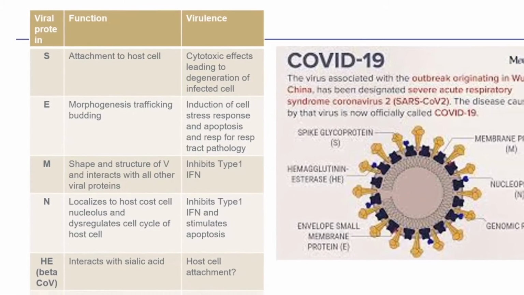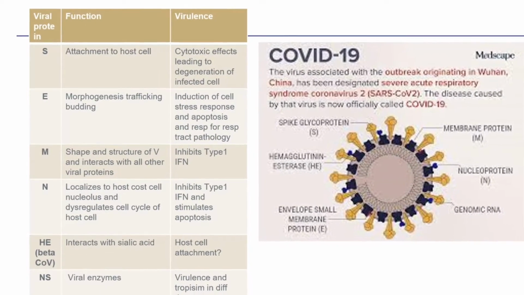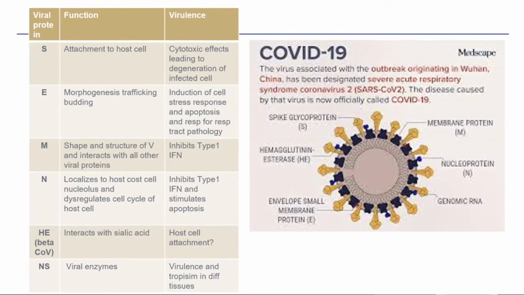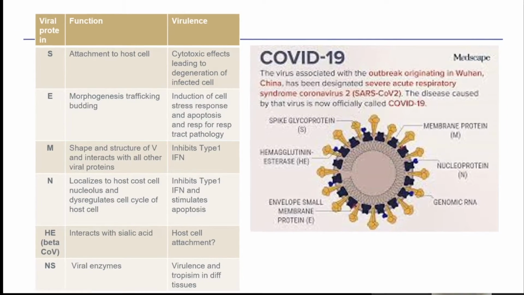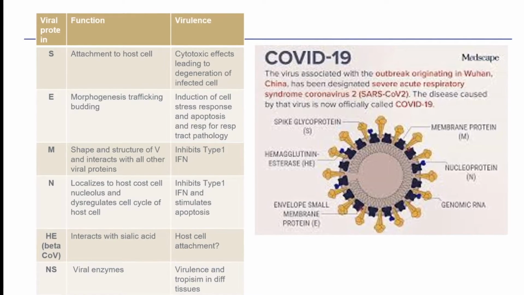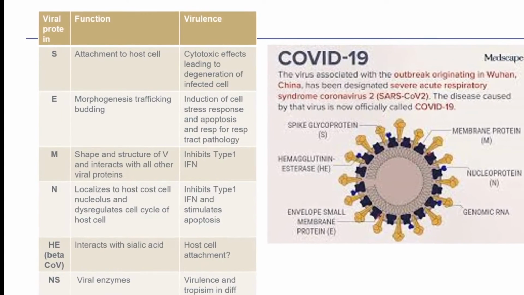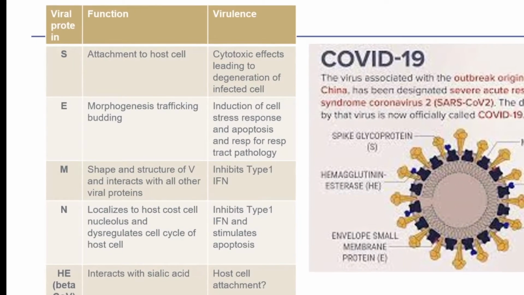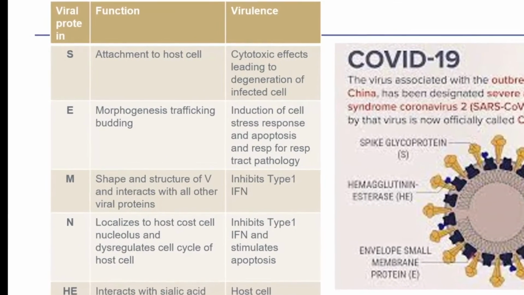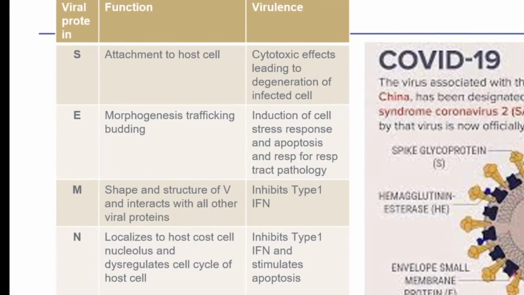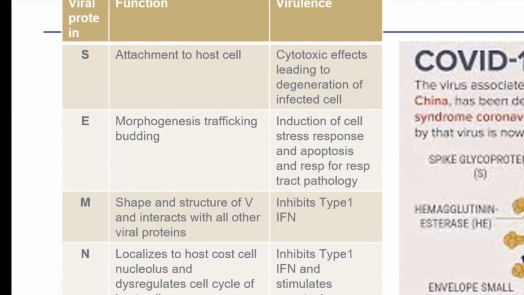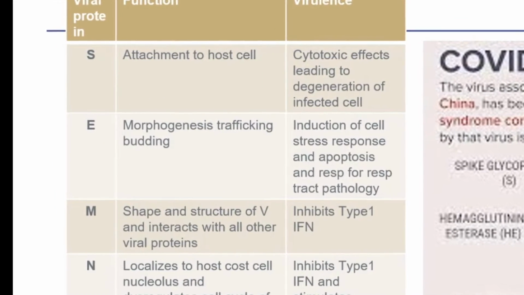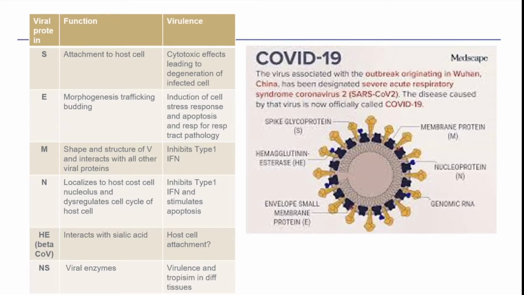And what it does is it starts causing degeneration of the infected cell. At the second stage is the E protein, or the envelope protein, or the envelope small membrane protein, which actually causes cell stress. And this leads to what we call apoptosis, or the beginning towards cell death. So the virus infects the cell and causes cell death.